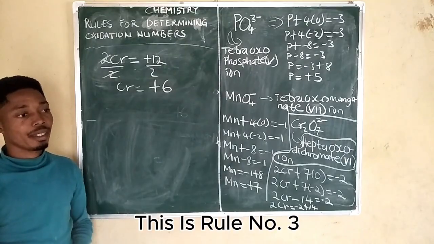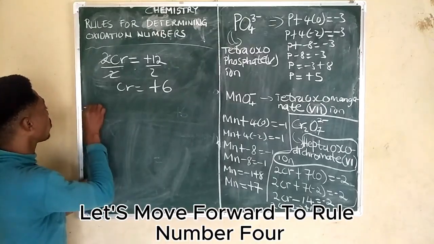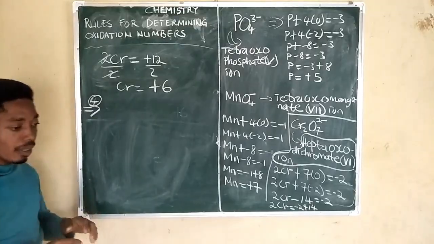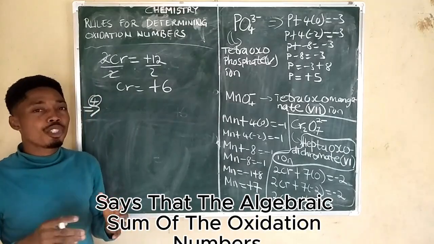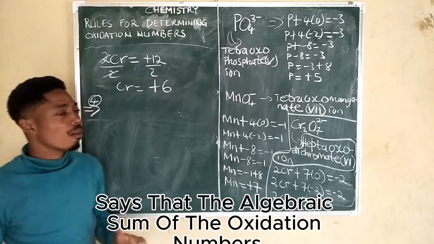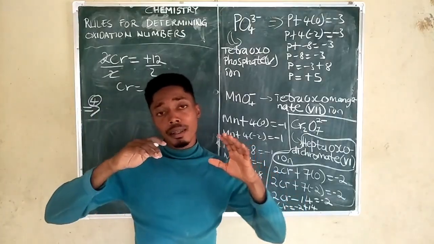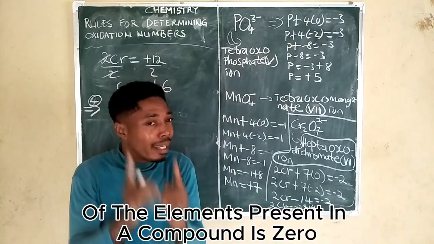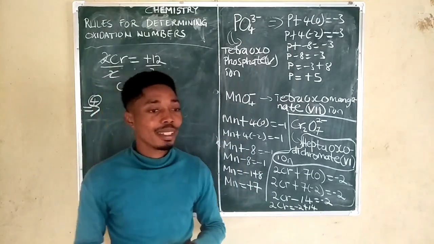This is rule number 3. Let's move forward to rule number 4. Rule number 4 says that the algebraic sum of the oxidation numbers of the elements present in a compound is 0.